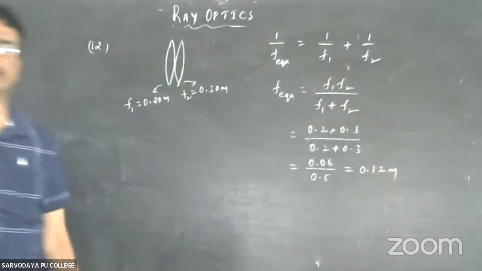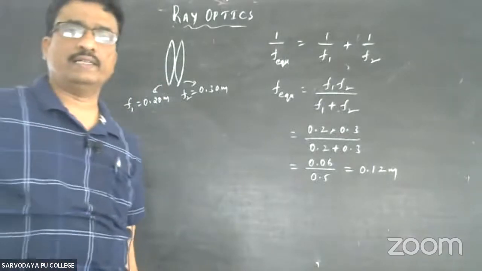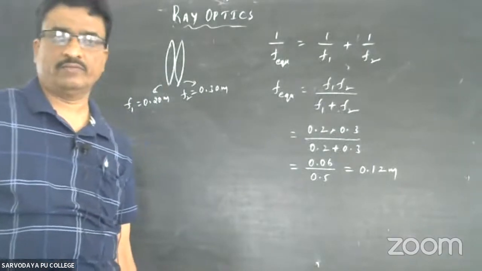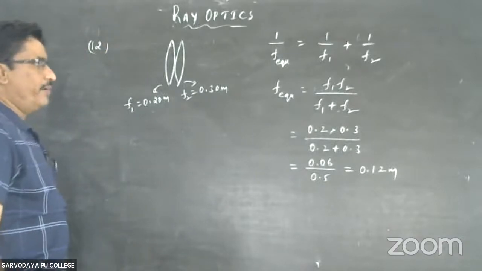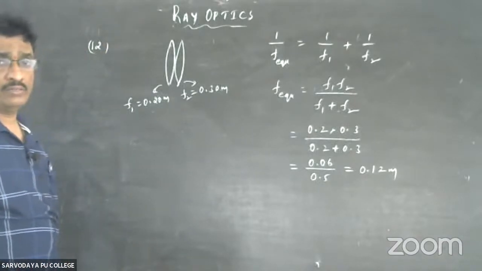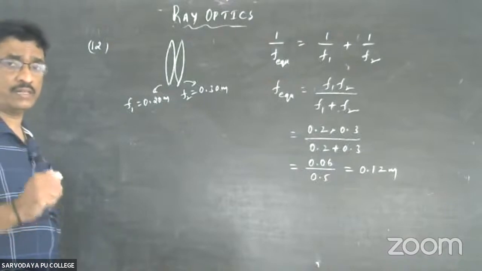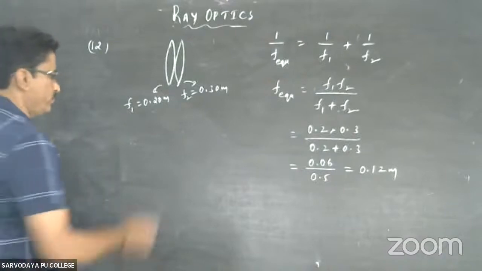This is the first part of the problem and it carries 2 marks. Formula 1 mark, substitution with answer 1 more mark. But I have been asked to calculate the power of the lenses and also the combination.